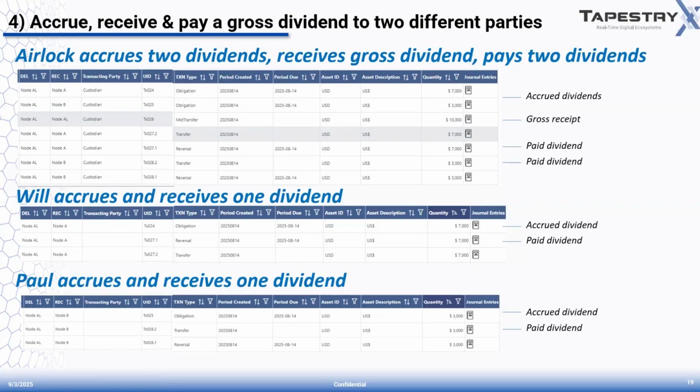So very simply, what we're showing is that we can accrue and then pay a dividend, and we can also have different amounts in terms of the gross receipt versus the individual payments to individual parties. And again, these are processed as contra transactions, so each of the sequence of transactions are processed simultaneously. And again, another unique capability of TapestryX is that transactions are synchronized on the ledger using the transaction data alone. We don't need a consensus algorithm or independent validators.